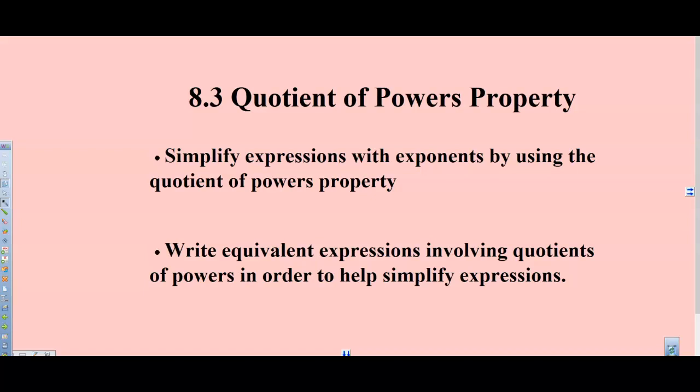Hey everyone, welcome back. Today we're going to talk about the quotient of powers property. We're going to dive into how we use this property in order to write and simplify expressions that use exponents and division. So let's go ahead and get started.